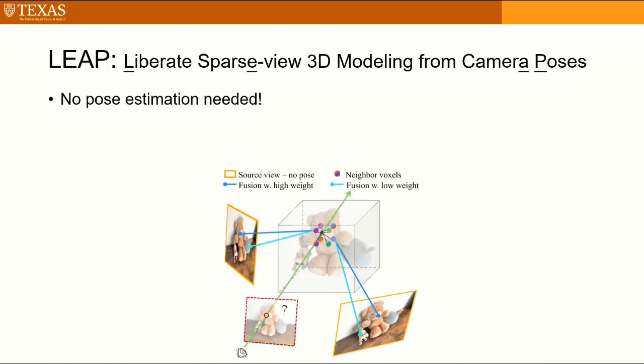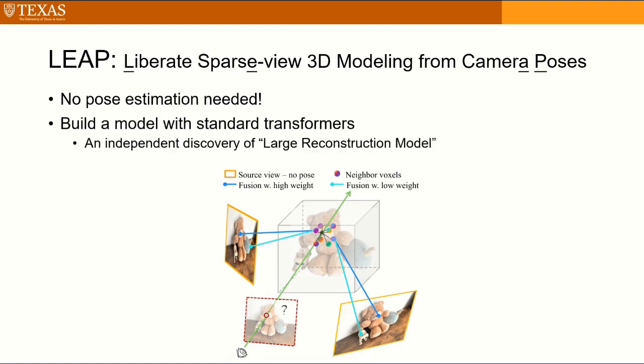Thus, in our following project Leap, we found we don't need camera pose estimation. Instead of using camera poses for linking up 2D pixels and 3D space, we can learn attentions to assign fusion weights adaptively. Thus, we build a model with standard transformers, and it is an independent discovery of large reconstruction models.